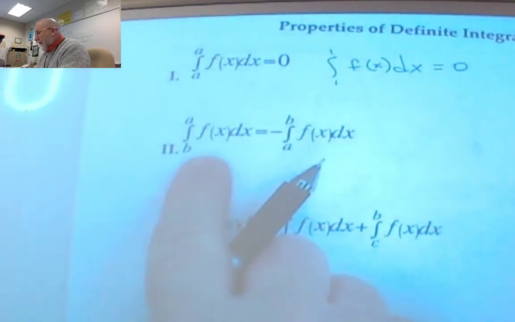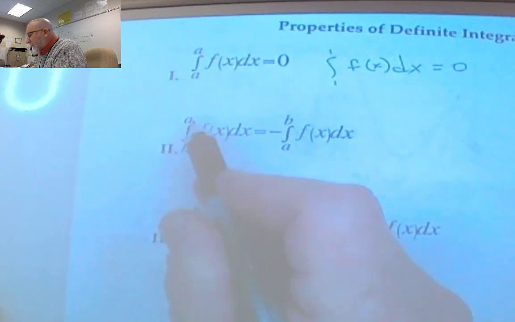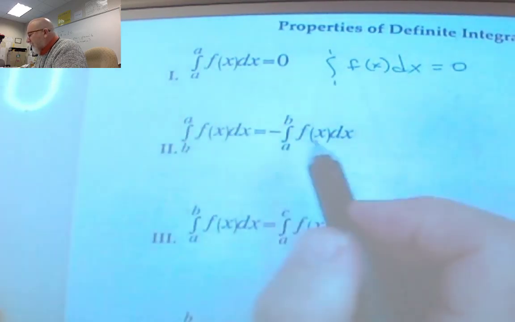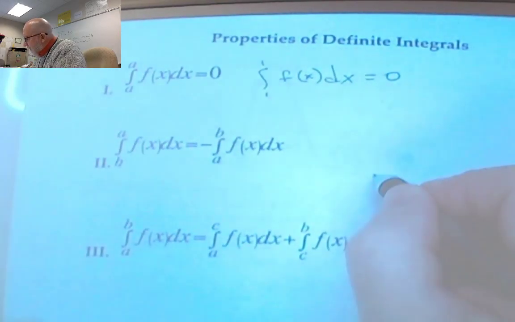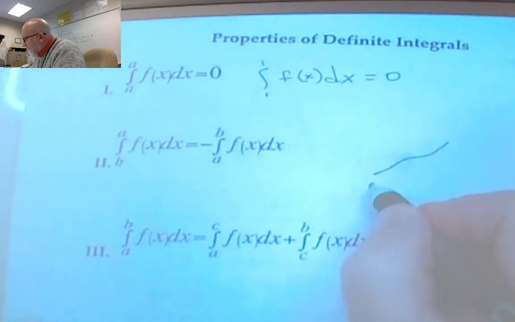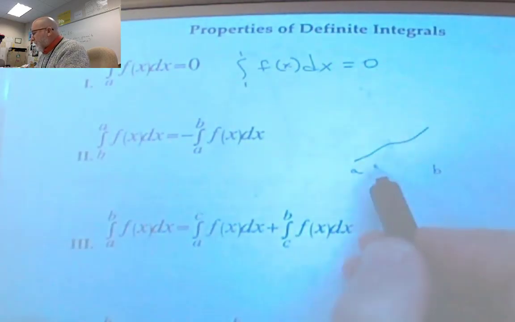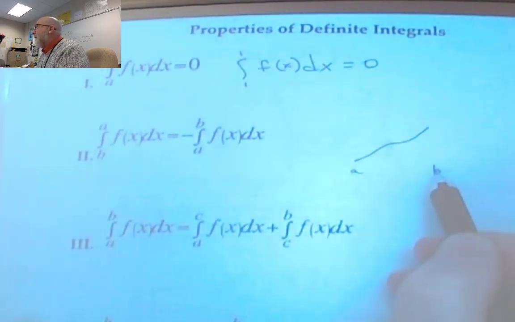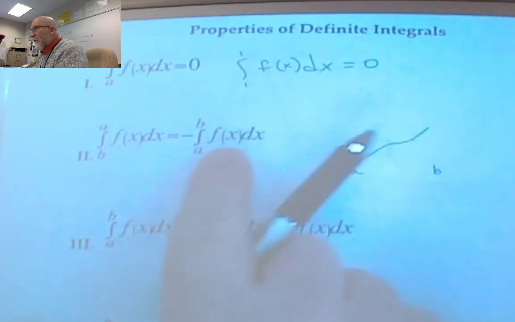Then, on a definite integral, this needs to be the smallest number, and this needs to be the largest number. If it's not, you interchange them and multiply by a negative. The reason why: let's say this is A and this is B. Going from A to B, it's increasing, correct? But going from B to A, it's decreasing, isn't it? That's why we multiply by a negative.